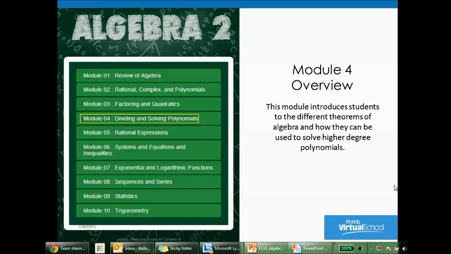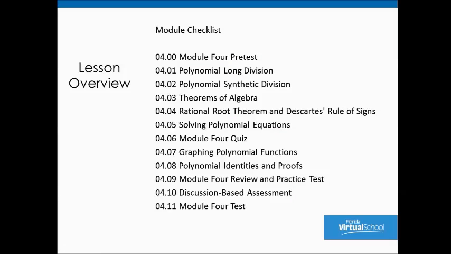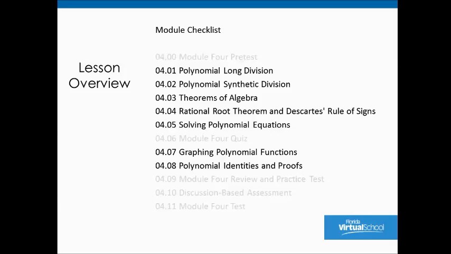Module 4, we get into dividing and solving polynomials. It introduces students to the different theorems of algebra and how they can be used to solve higher degree polynomials. The Module 4 checklist goes from 4.00 to 4.11, from the pretest to the module exam. They learn 7 lessons, 4.01 through 4.05, and then 4.07 and 4.08.